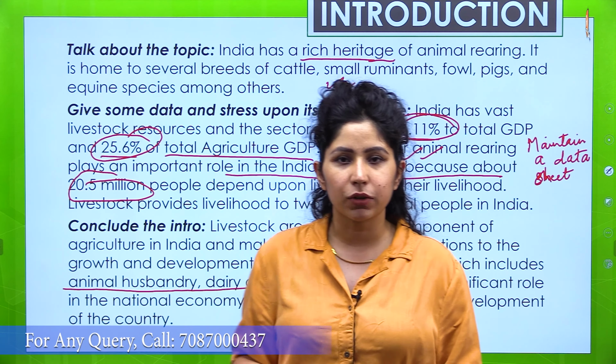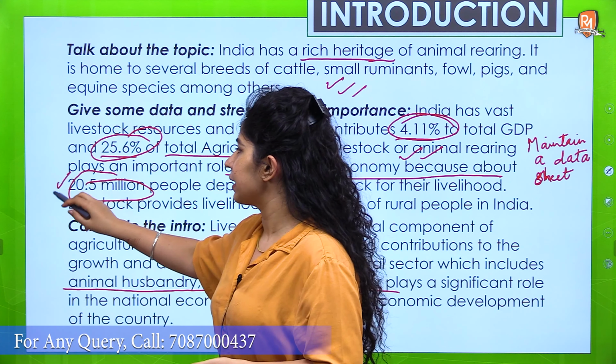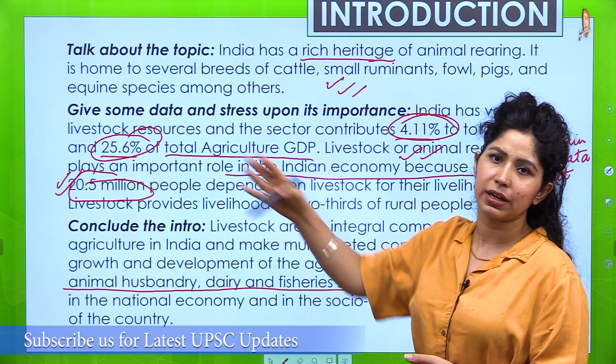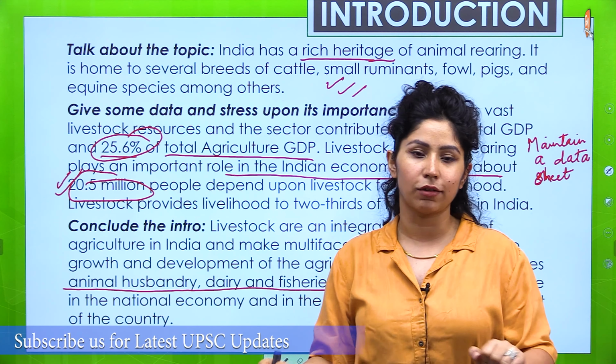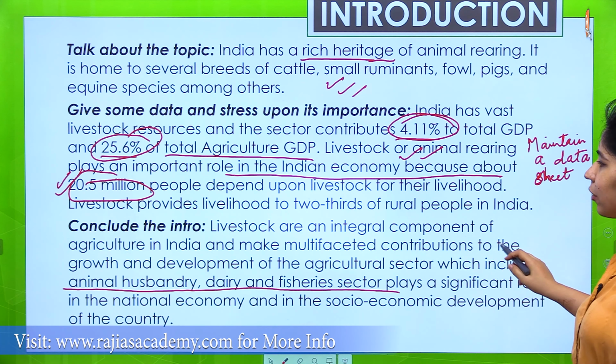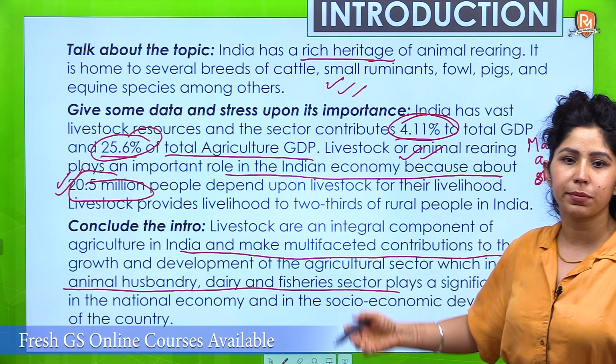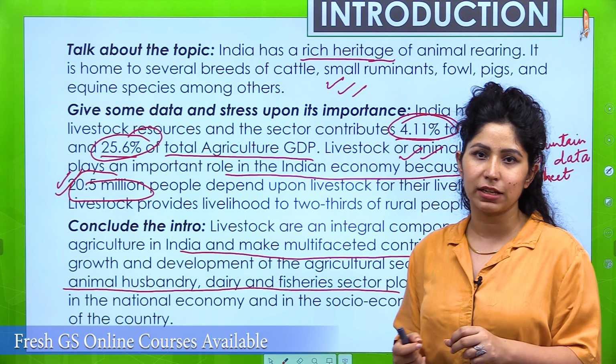Percentages are easier to remember than this particular data. So if you can talk about 4% and 25% contribution to GDP, more than enough. And then you can conclude the first paragraph by saying that livestock are an integral component of agriculture in India and make a multifaceted contribution to the growth and development of the agricultural sector.